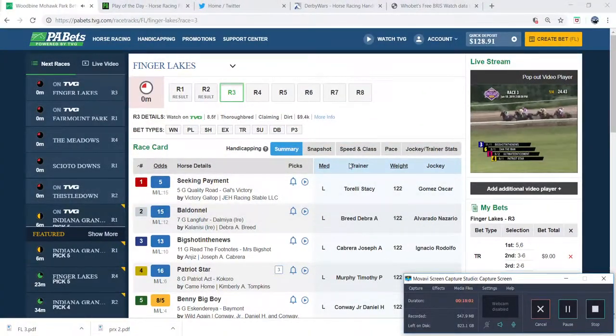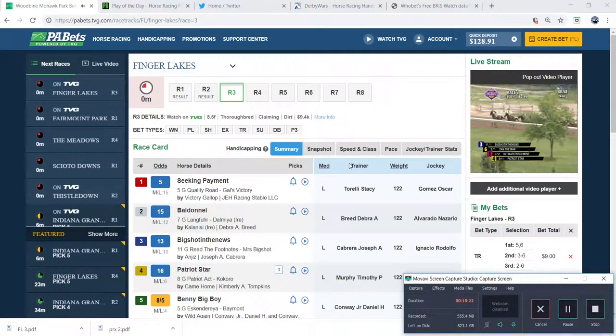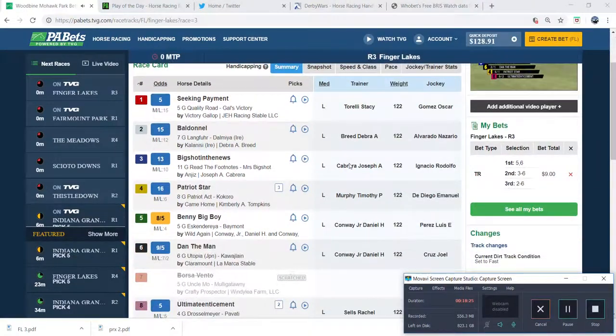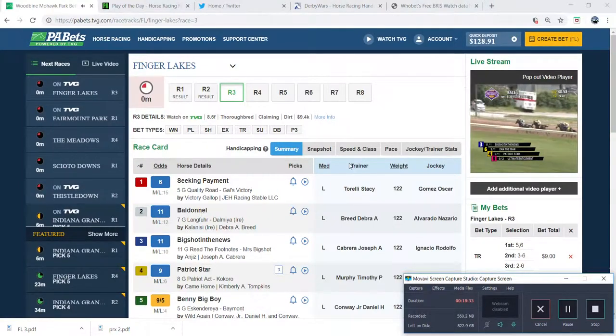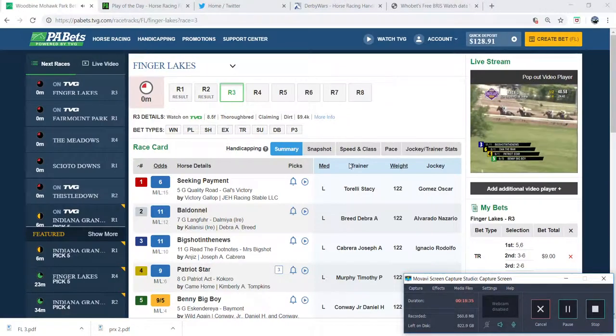Okay, and they're Rudy off right now. Ignacio. They lead by a length to Dan the Man. Ultimate Enticement with his 3-wide journey. Patriot Star 3 off the lead at the 5-8. 6 is actually Benny Big Boy a little more than 4 from the front. Length and a half to Seeking Payment, flanked by Baldinel. 48 2/5 for Big Shot in the News. Dan the Man stays close. He's in a menacing position. Patriot Star's third. Benny Big Boy's getting a little closer. 4th, 3 off the lead. Ultimate Enticement going in the wrong direction. Then Seeking Payment, and Baldinel has trailed throughout. And Big Shot in the News is led throughout. Big Shot in the News by 2.